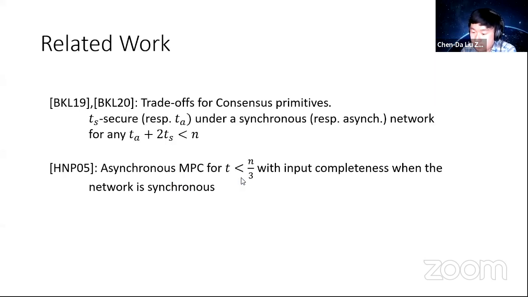So here is some related work. There are some nice recent works by Blum, Katz, and Loss that study such questions for the case of agreement primitives, first for Byzantine agreement, and then for state machine replication. And there are also some asynchronous MPC protocols out there. I believe this was the first one by Hirt et al. that achieve input completeness when the network is synchronous.